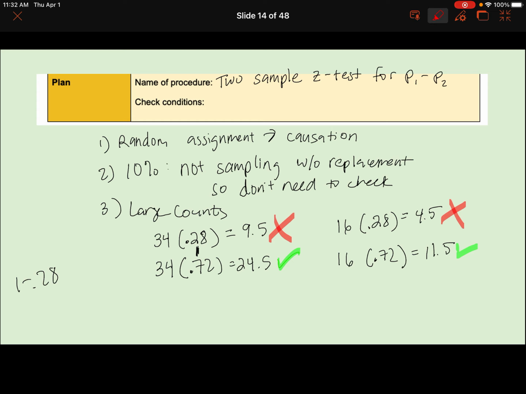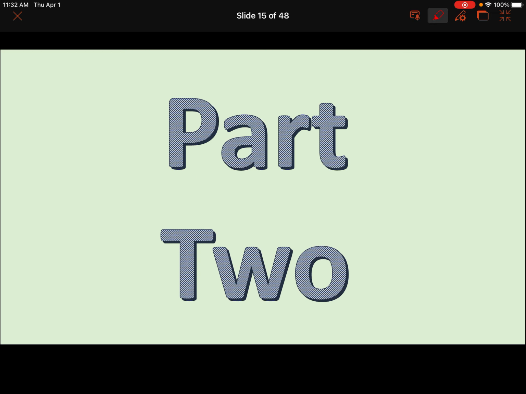So if you're doing an FRQ or something and this happens, you can still conduct the significance test, but when you conclude, you should mention something about how, because the large counts condition wasn't met, we need to be cautious about our results. So you don't have to be like, well, too bad, can't do it. Probably should still do it, but just mention the fact that the large counts condition wasn't met. All right, that's it for part 1.